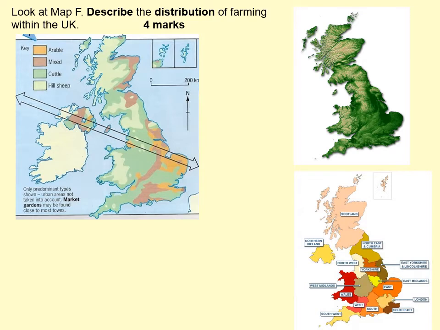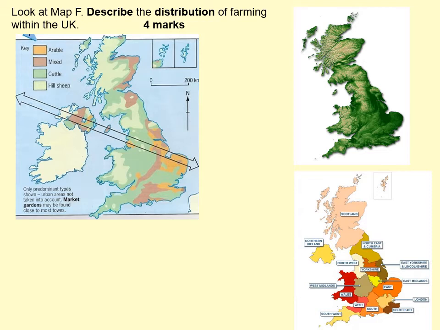So in this answer, I'm going to start off by talking about arable farming because it's found at the top of the key. Then I'm going to talk about mixed farming, cattle farming and hill sheep farming last. So we've got almost a checklist here with our key. So let's look at arable farming.